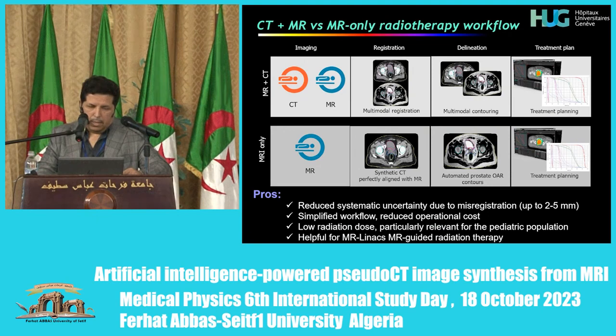PET-MRI. So this is the typical workflow that we face for CT plus MR. We acquire the CT, we acquire the MR, and then we face this major problem which requires the co-registration between the MRI and the CT. Then we proceed to the delineation of the regions of interest, the treatment volumes, and also the organs of interest, and then we proceed to the dose calculation.